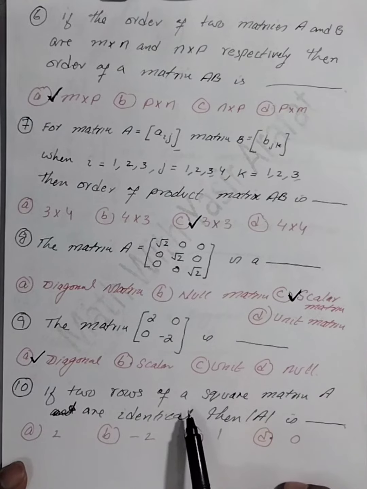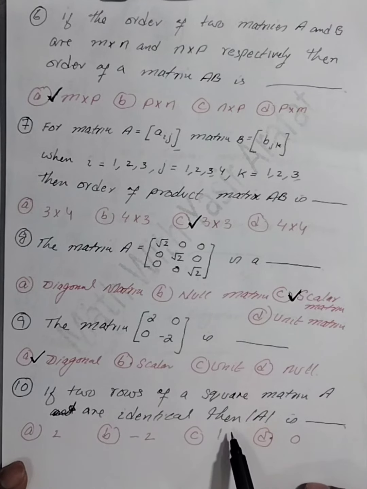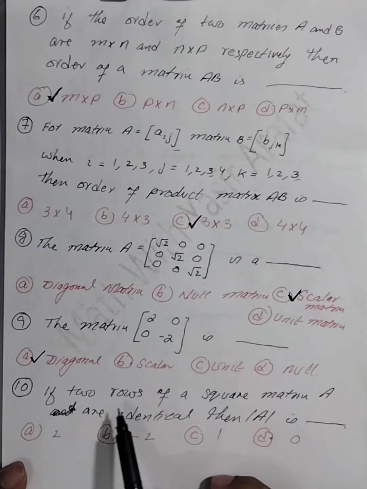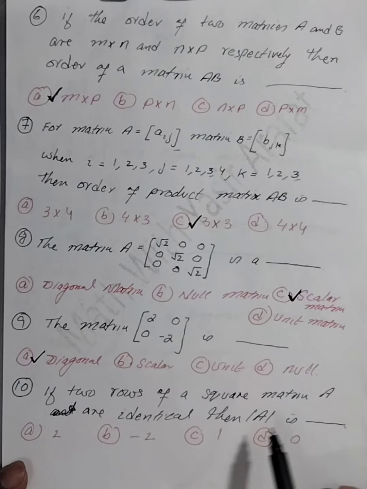So here, if 2 rows of a square matrix are identical, then its determinant will be equal to 0.